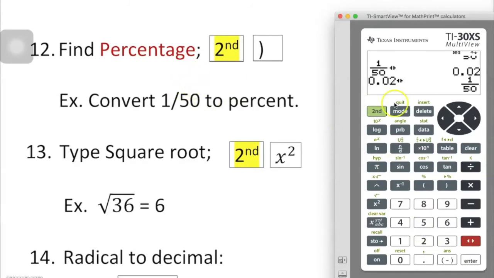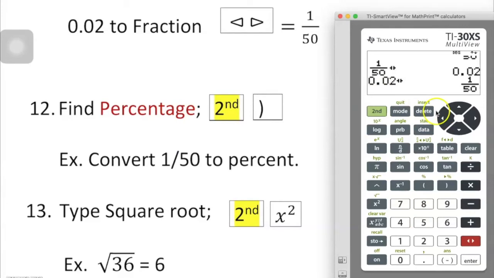Getting the percentage. Now, if you're looking for a percentage, well, as you see, I have the first one, 150. Now, I want to get the percentage. What I'm going to do, second, close parentheses, second, close parentheses, enter. Now, it gives me back 2%. Earlier, I had a 2%. So, you can get a percentage just by pressing second, close parentheses. It is going to give you the percentage.